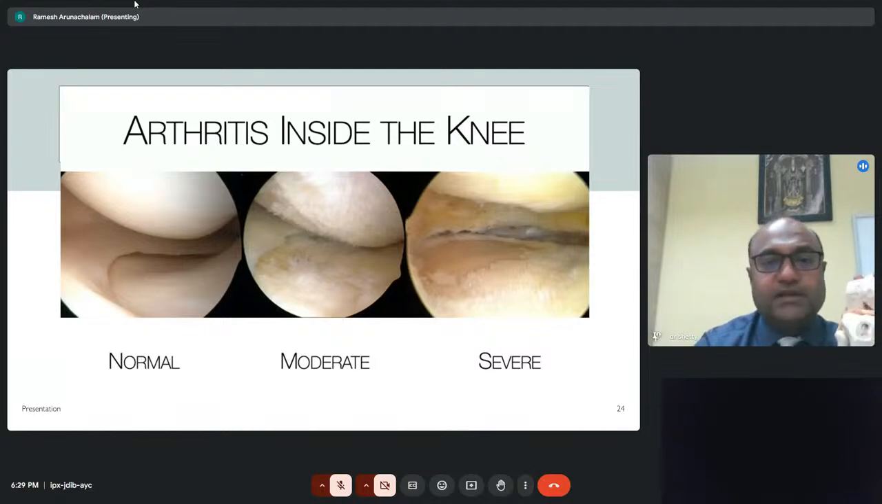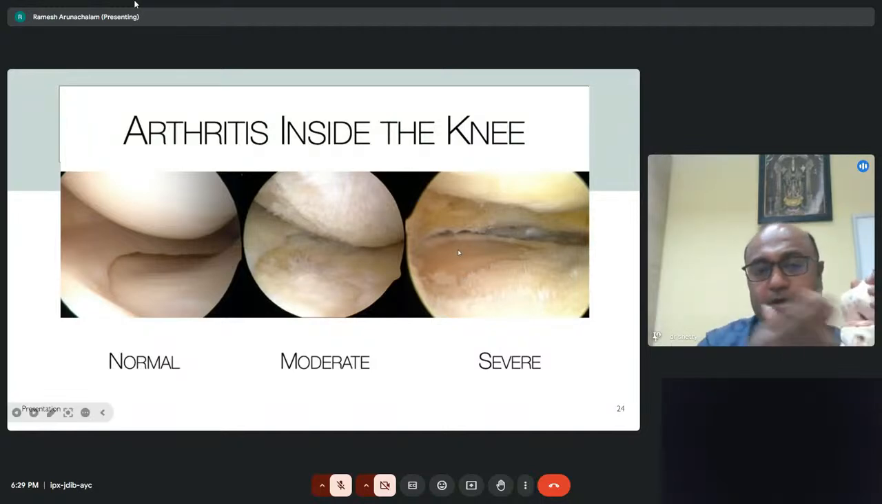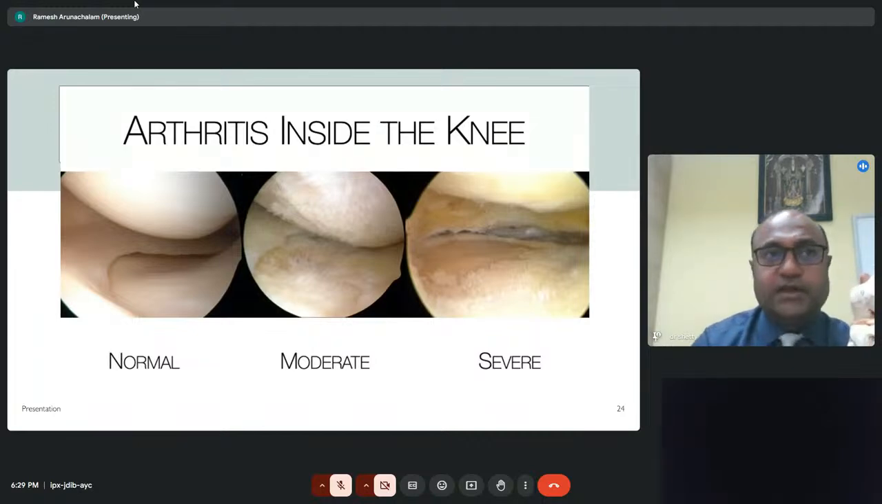As you can see in the middle slide, there is a moderate amount of arthritis. Usually in moderate arthritis, the cartilage becomes like crab meat. It becomes very friable. And in severe arthritis, you can see that complete cartilage loss is there and the bone underneath the cartilage is exposed. This severe arthritis usually requires a knee replacement. So the whole idea is how to prevent the arthritis from worsening from normal to moderate and severe arthritis. That's the whole discussion in the next slides.